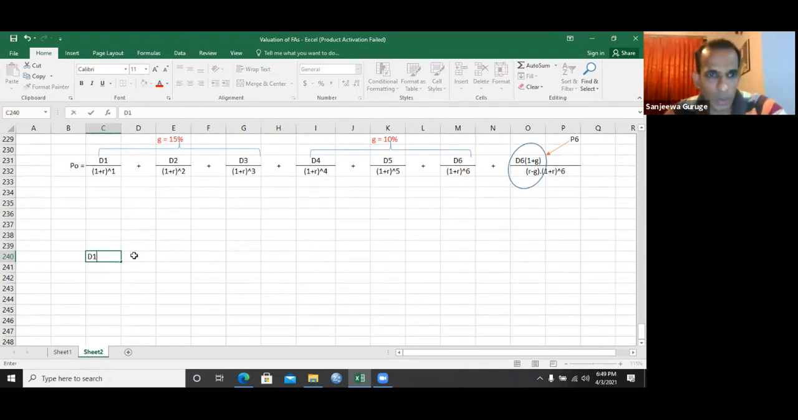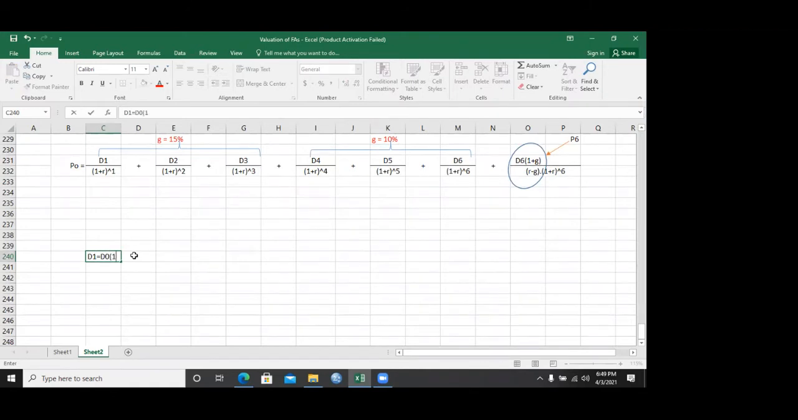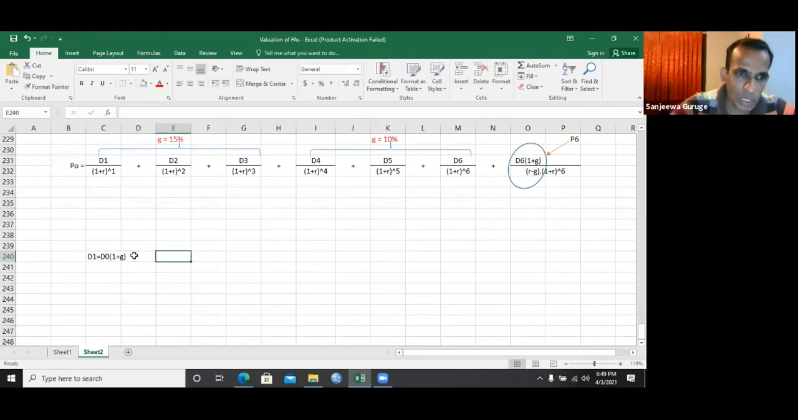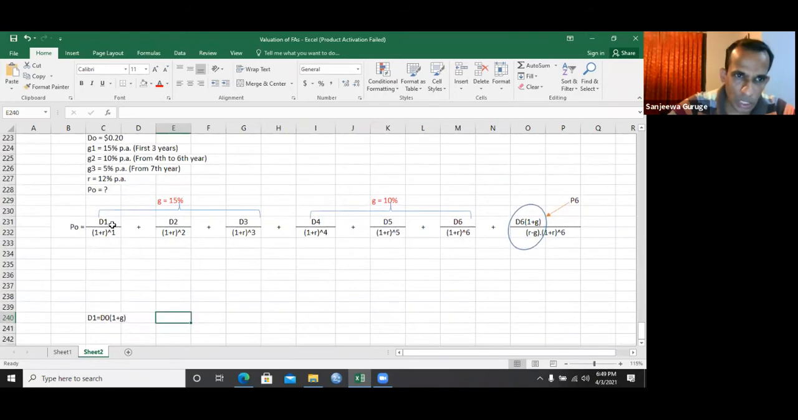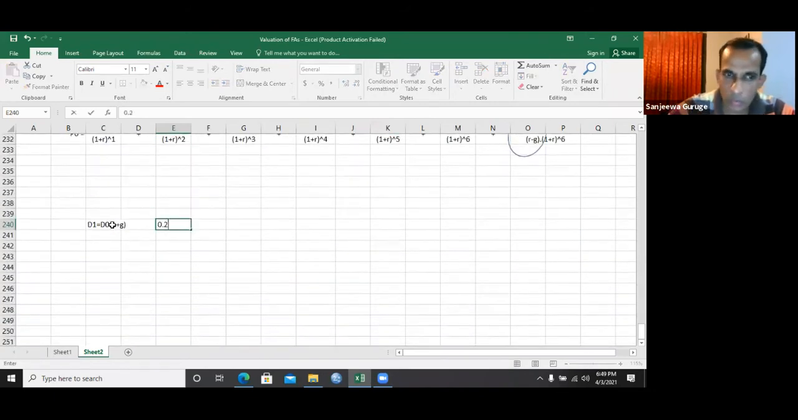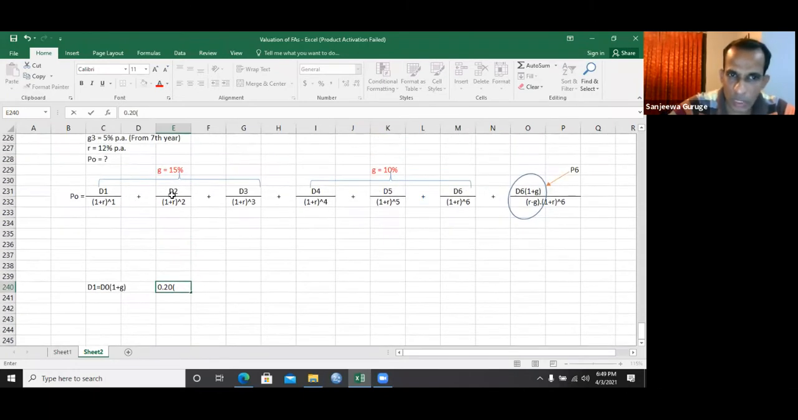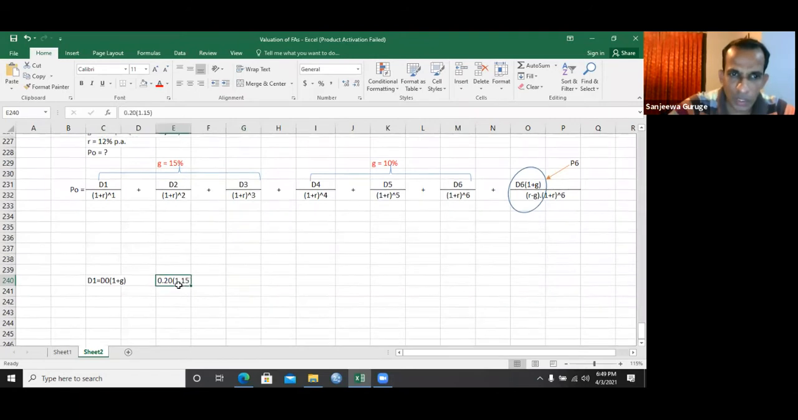And how do you calculate D1? D1 equals D0 into 1 plus G. D0 is given. D0 is 0.2, and the growth rate for the first 3 years is 15%. Therefore, it will be 0.2 into 1.15. That means what is the value of D1?